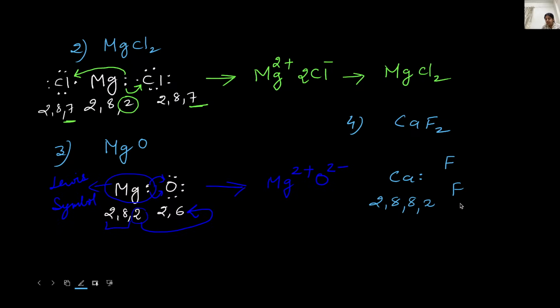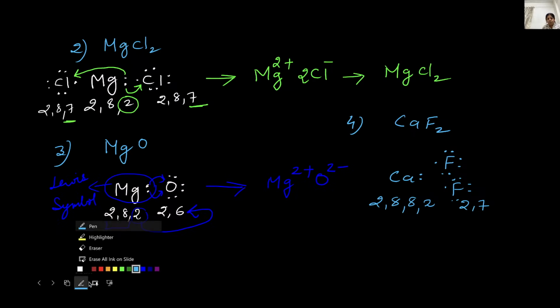See, fluorine has atomic number 9 and electronic configuration 2, 7. So in this case you have to show 7 electrons on the symbol of the fluorine atom. Here you have shown 7 electrons on the respective fluorine atoms. Calcium is carrying the 2 valence electrons on the symbol of calcium.